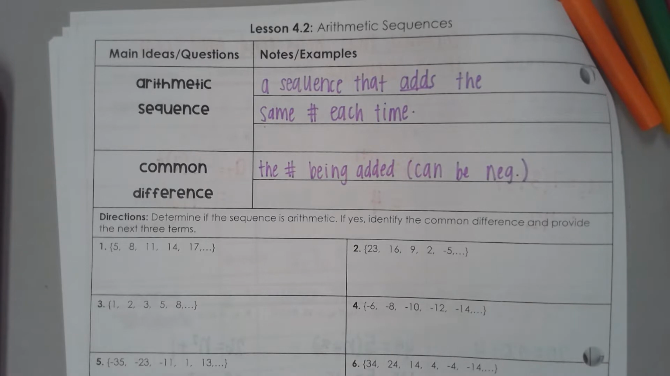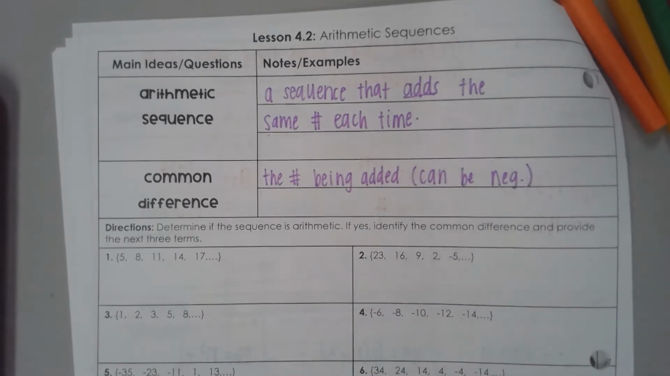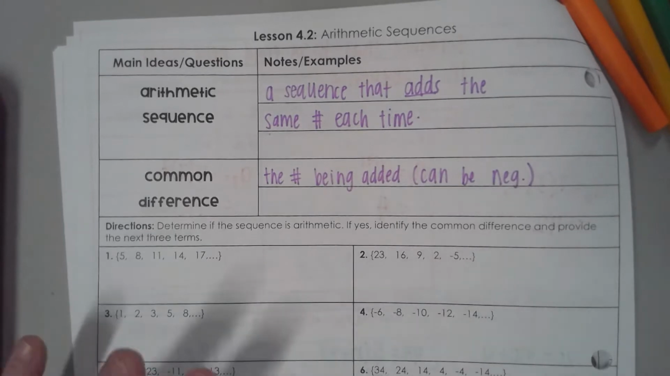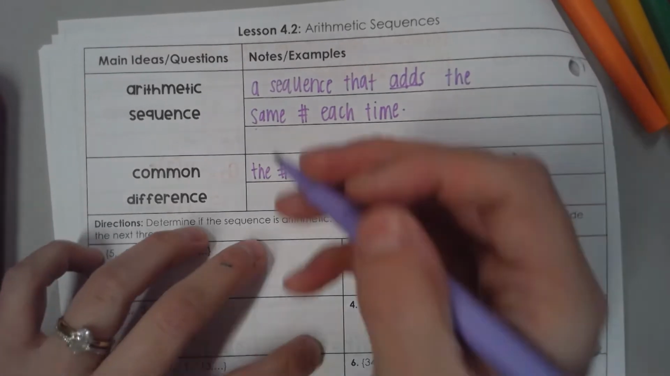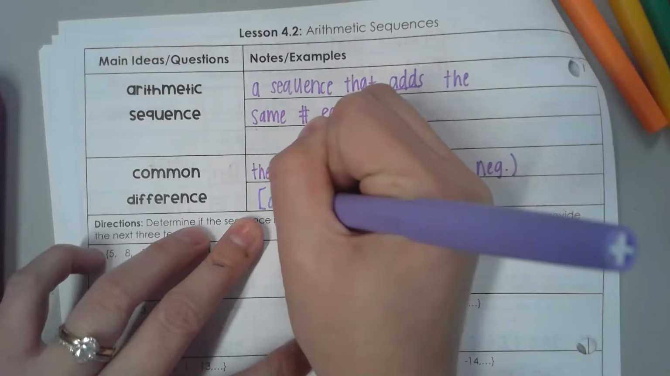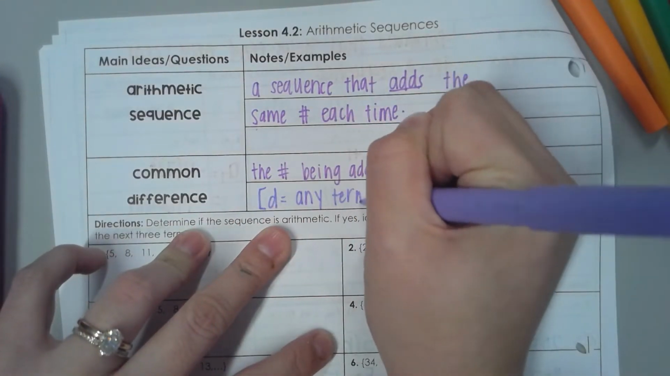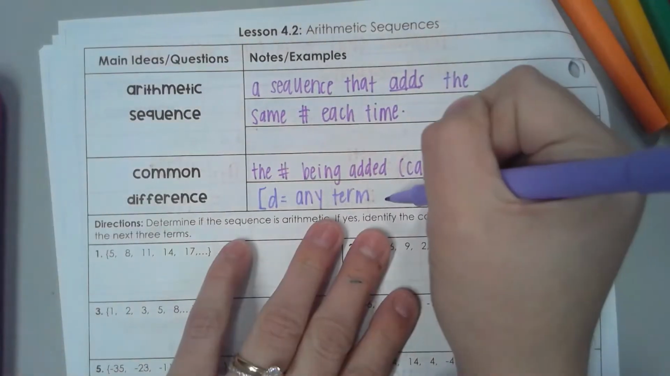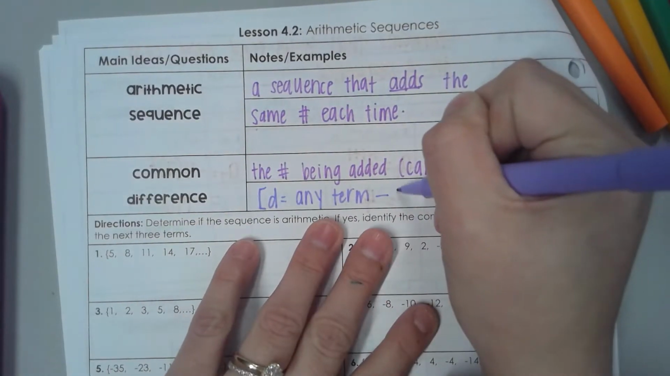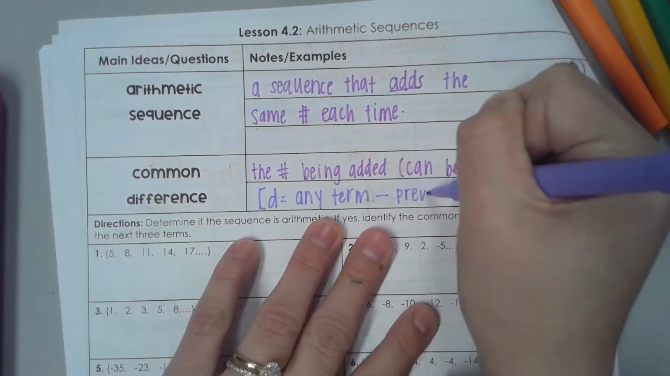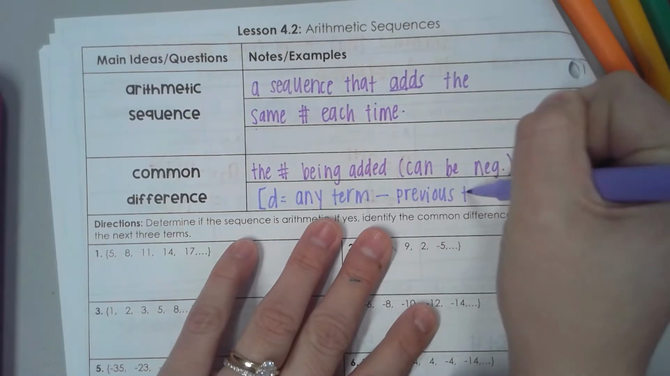Generally, you'll be able to look at the list of numbers and figure out what's being added. But in case you can't, if you want to figure out the common difference, you take any term. So you can take any of the numbers in your list and subtract the one before it. So subtract the previous term.